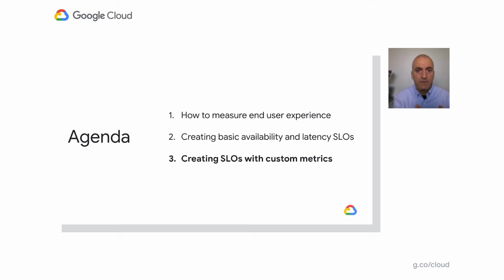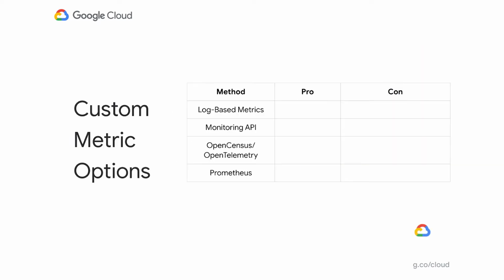I'm going to discuss four major options. Again, these are metrics that aren't there for you out of the box. Using load balancer metrics that Mike had already talked about would be a great place to start if that's an option for you. I'm going to talk specifically about cases where the metrics just don't exist. What can you do? I'm going to discuss four options: log-based metrics, using the monitoring API directly, using a custom instrumentation library like OpenCensus or OpenTelemetry, or using Prometheus, which is a well-known open source time series monitoring toolkit.